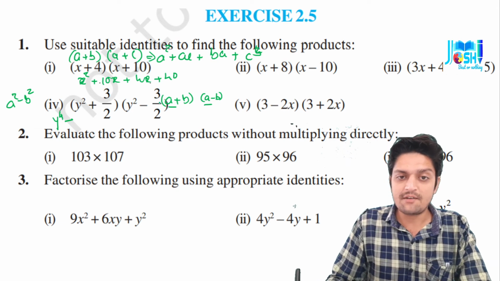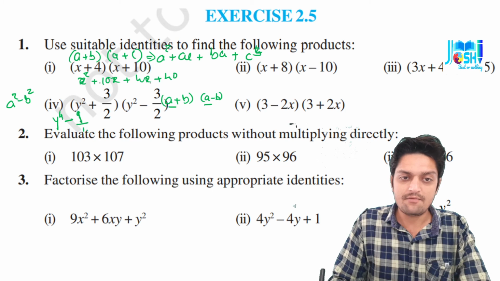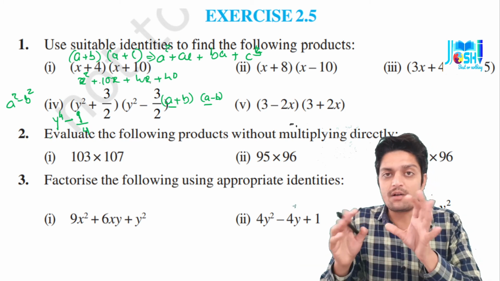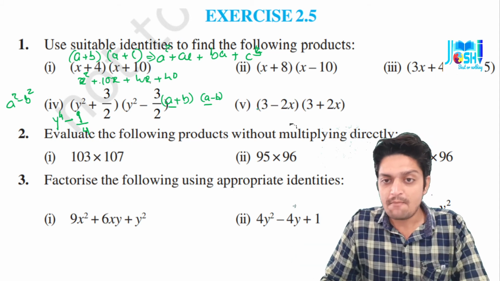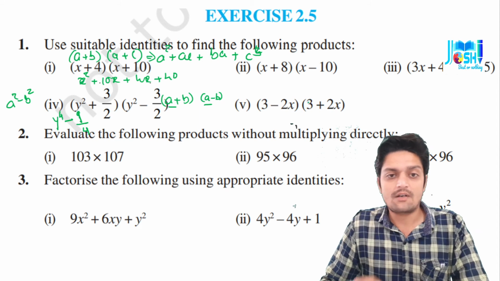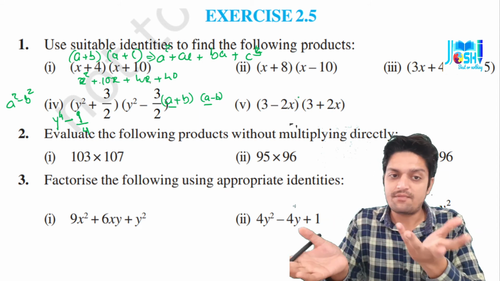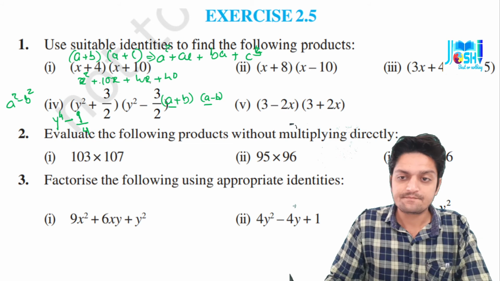So here, 3 by 2 into 3 by 2, so the square of 3 by 2 is 9 by 4. Okay, so y raised to 4 minus 9 by 4 is your answer, and the same procedure is here also: 3 minus 2x, 3 plus 2x. So again, you can apply the a square minus b square formula.